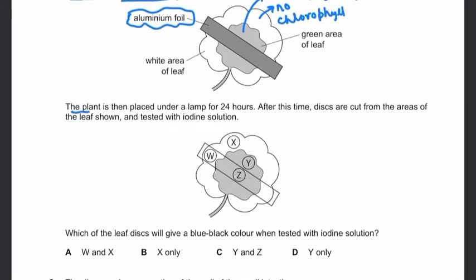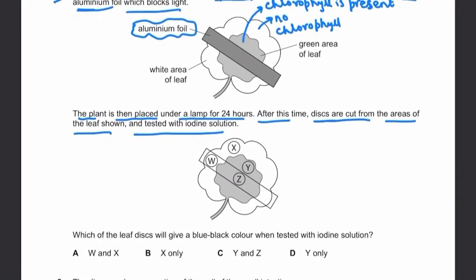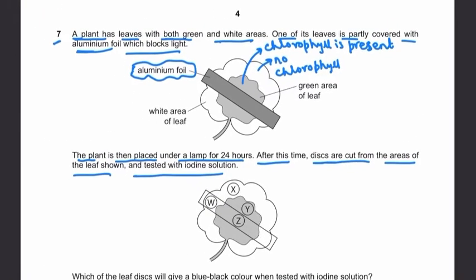The plant is then placed under a lamp for 24 hours. After this time, discs are cut from the areas of the leaf shown and tested with iodine solution. So guys, what is the experiment over here? We are testing the factors needed for photosynthesis. So over here we have a leaf with green areas and white areas. Green areas contain chlorophyll, white areas do not contain chlorophyll.